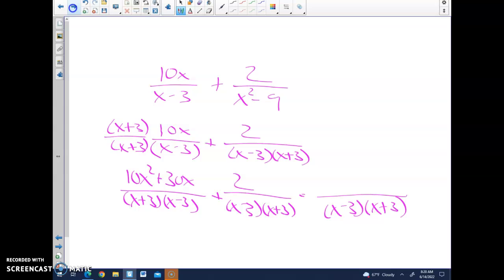And you don't need to FOIL it back. I would just leave it. And now we're just adding or subtracting our top. 10x squared plus 30x plus 2. Now, you could factor a 2 out of that and be left with 5x squared plus 15x plus 1, which can't be factored. I'm just going to let you leave it like this. And that's my answer.